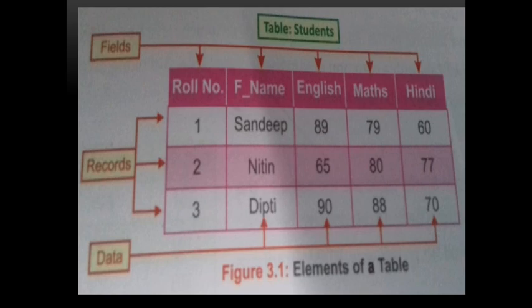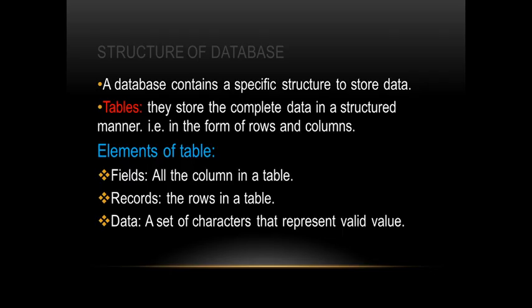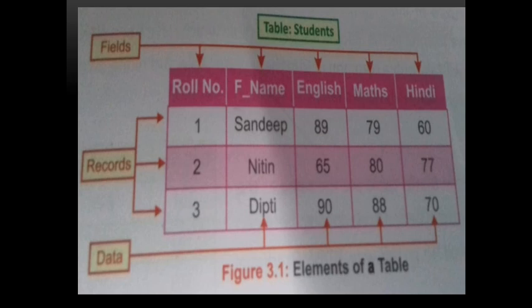Now let's see another element of a table, that is record. Record means the rows in a table are called records. A record contains the values for all the fields that belong to a single person or entity. For example, when you enter the data in all the fields, such as roll number 1, father name Sandeep, and marks in English, maths and Hindi, that is 89, 79 and 60, this is called a record. In technical language we call it a tuple, T-U-P-L-E. So both are the same. You can say record, you can say tuple.